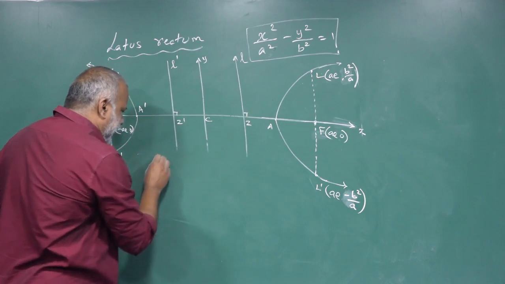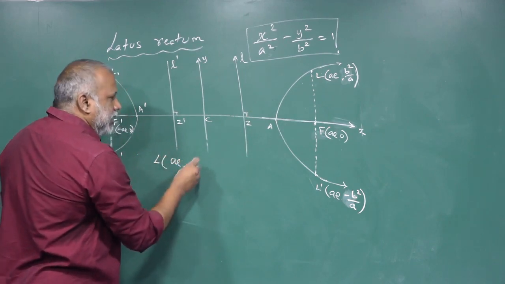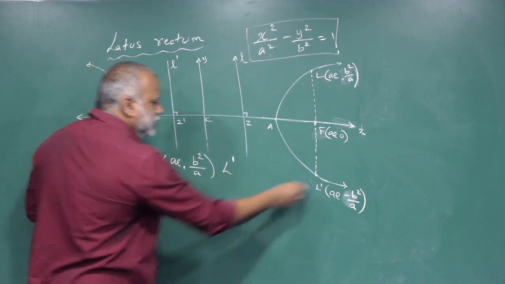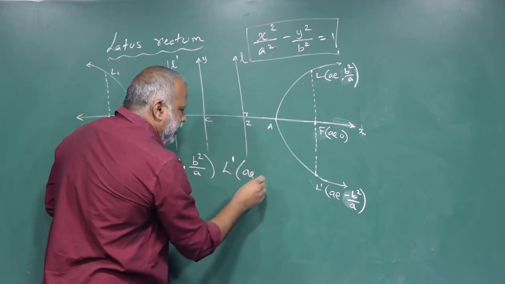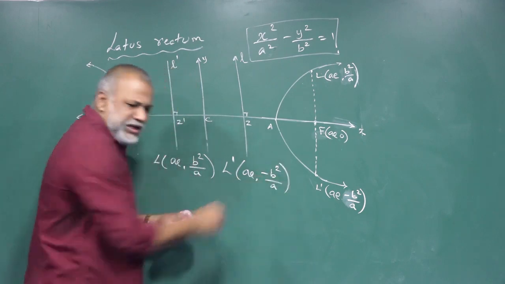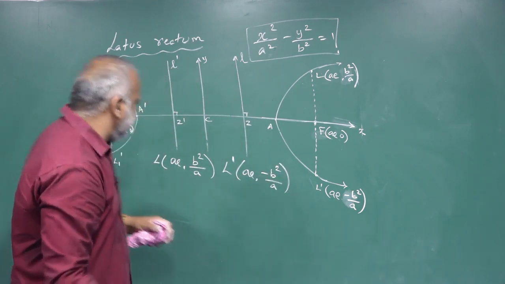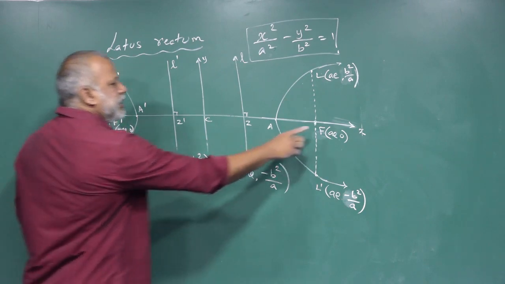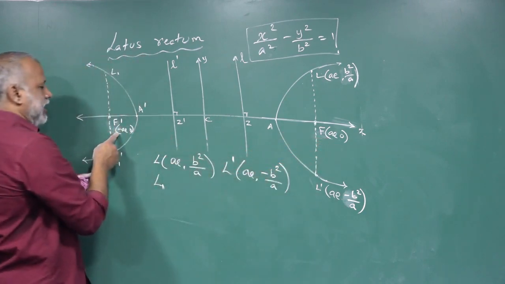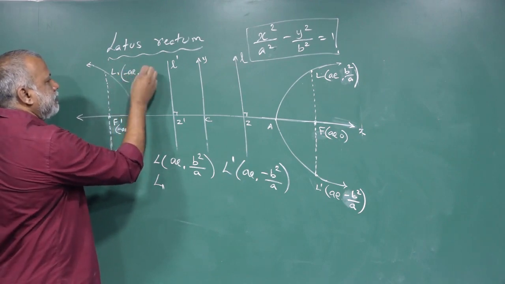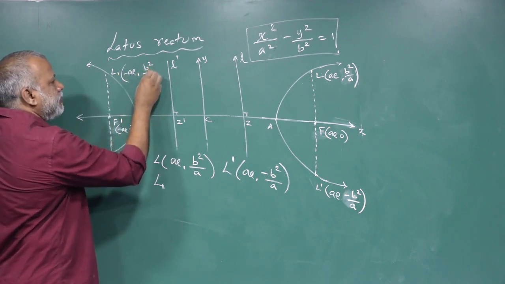See here L. What is the value of L? AE comma b squared by a. See here L dash. What is this? AE comma minus b squared by a. From this we are able to compare the results. This must be L1. What is the difference? Here AE is positive, here AE is negative. Therefore it must be minus AE, then b squared by a.